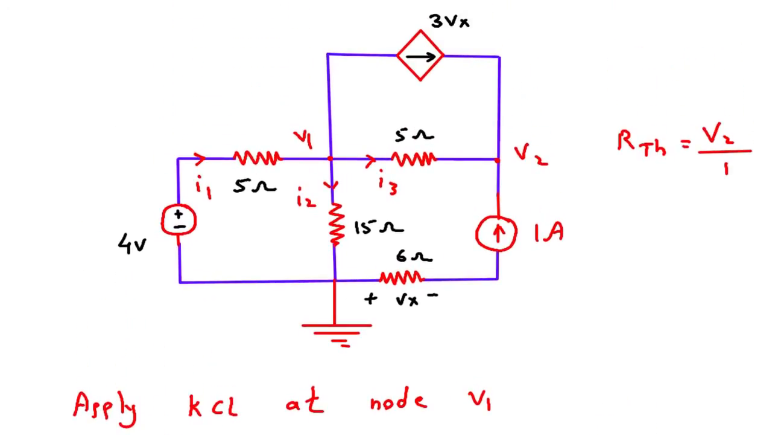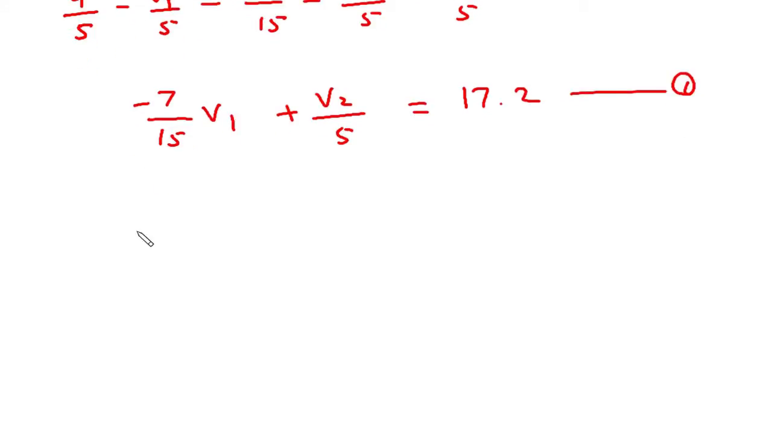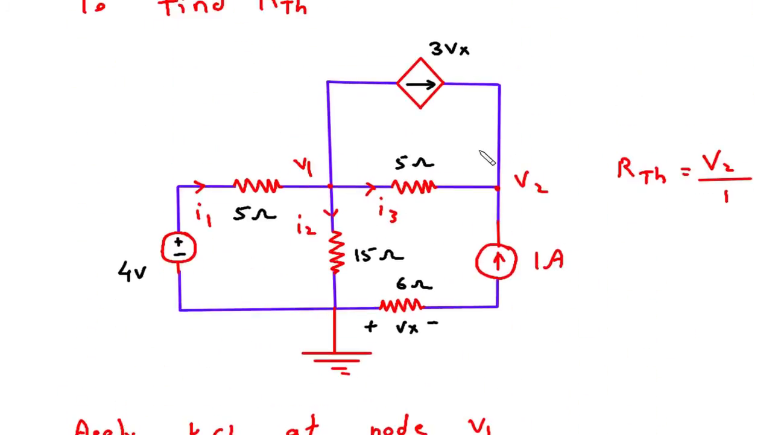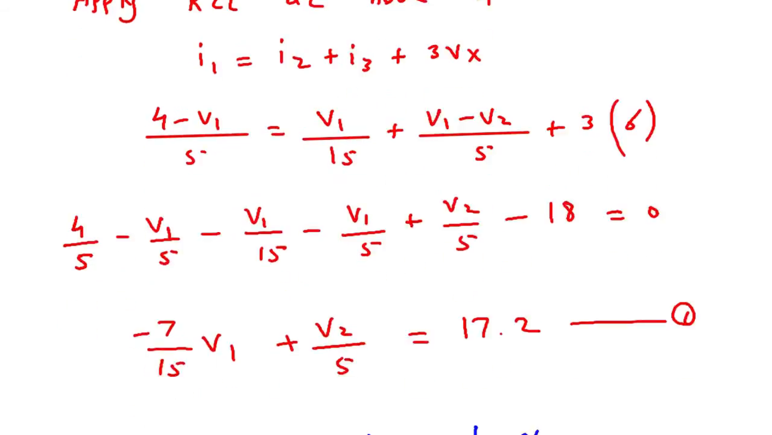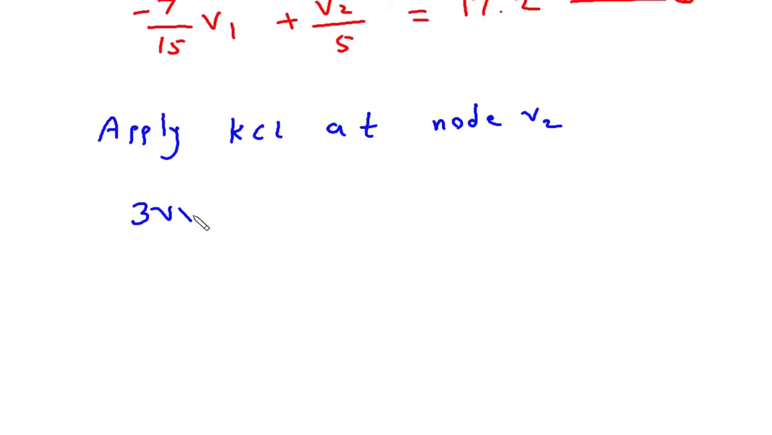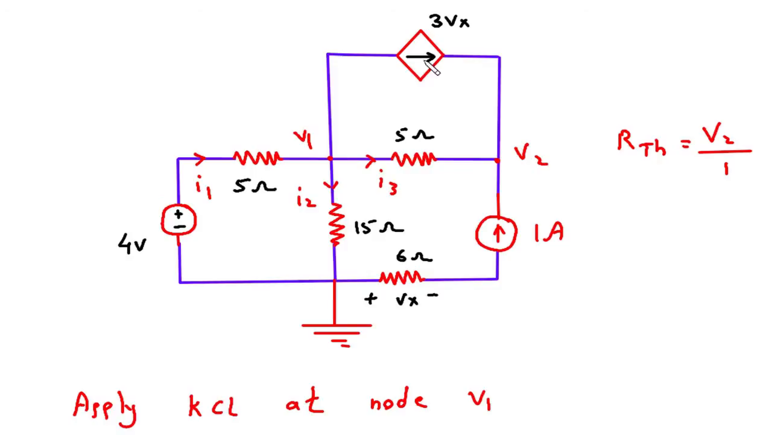Now we will apply KCL at node V2. So this will be 3Vx plus I3 plus 1 is equal to 0. All the currents are entering. There is no leaving current from this node.